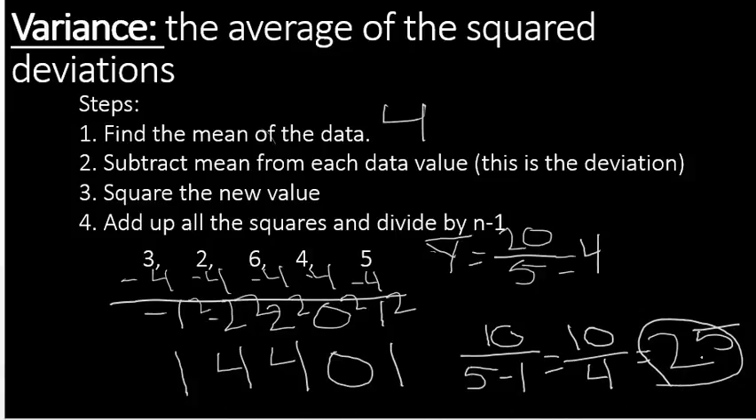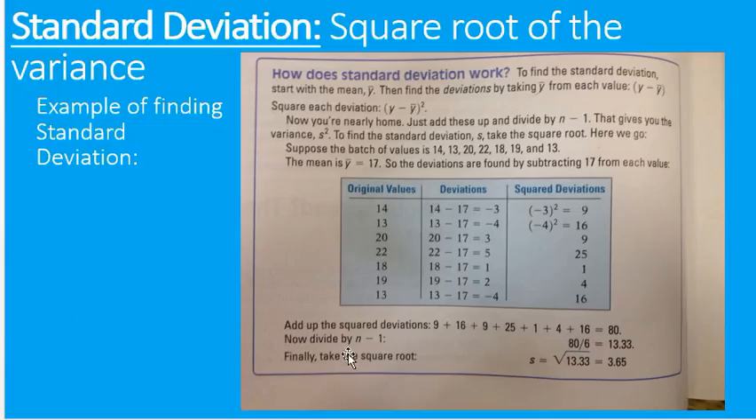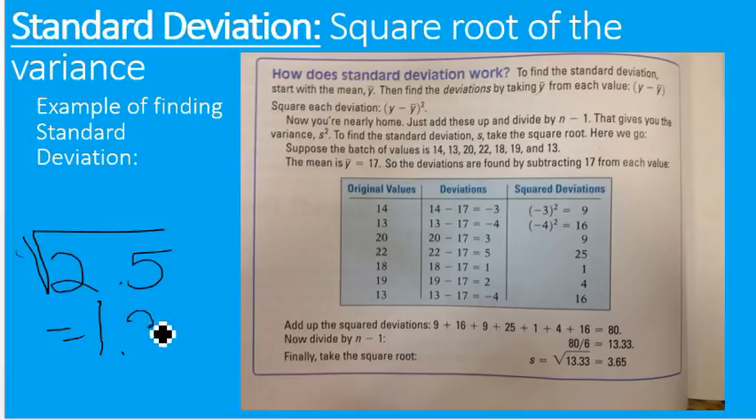So if you go to standard deviation, the next step at the bottom, which says now finally take the square root, that's your standard deviation. So in our case, with our 2.5, you would take the square root of 2.5, which equals what? You should have gotten 1.38.